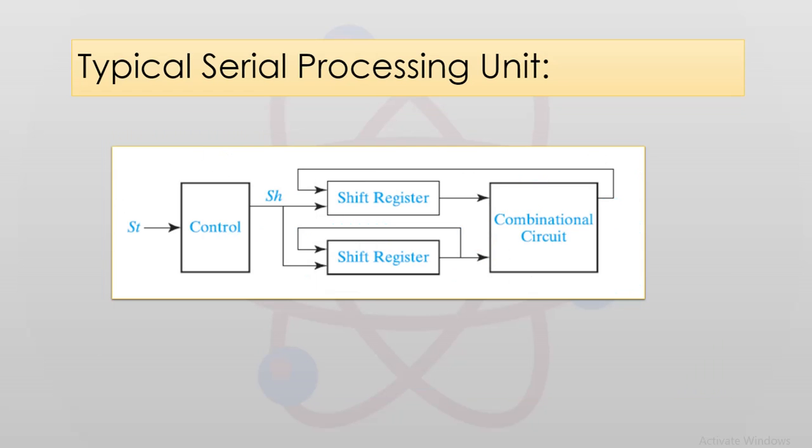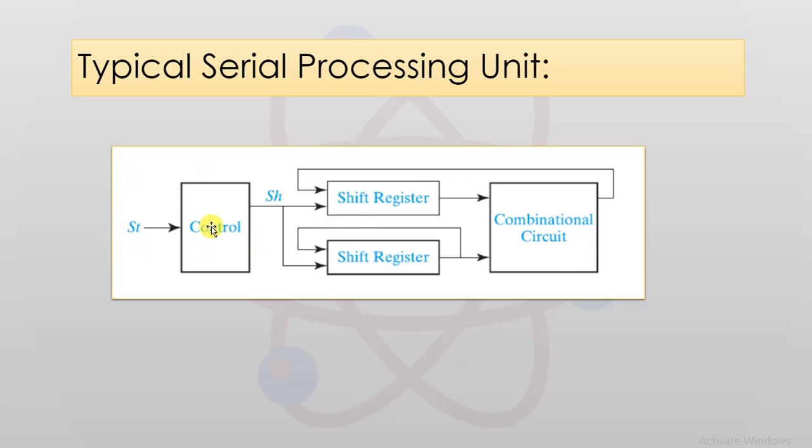Next we have a typical serial processing unit, such as a serial adder with an accumulator, which will process data 1 bit at a time. So if you look at this particular serial processing unit, it is made of 2 shift registers, as you can see, and the output bits from these shift registers will be input to the combinational circuit. The combinational circuit will generate at least one output bit, and this output bit will be fed back as an input to the shift register.